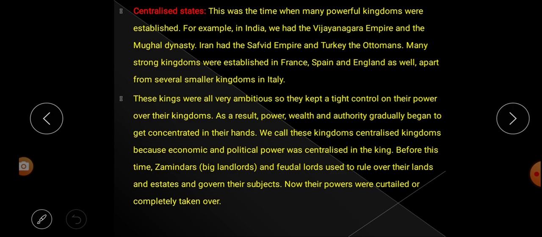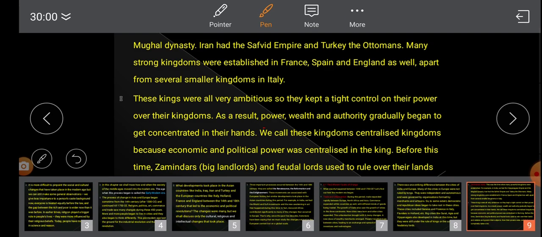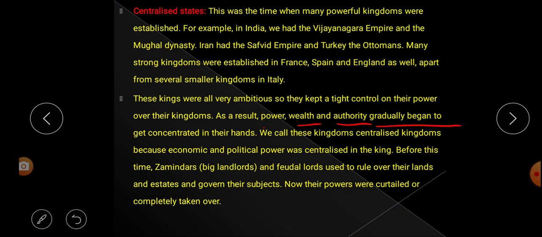Next paragraph. These kings were all very ambitious, so they kept tight control over their kingdoms. That means they ruled their kingdoms strictly. As a result, power, wealth, and authority gradually began to get concentrated in their hands. That means they ruled completely.